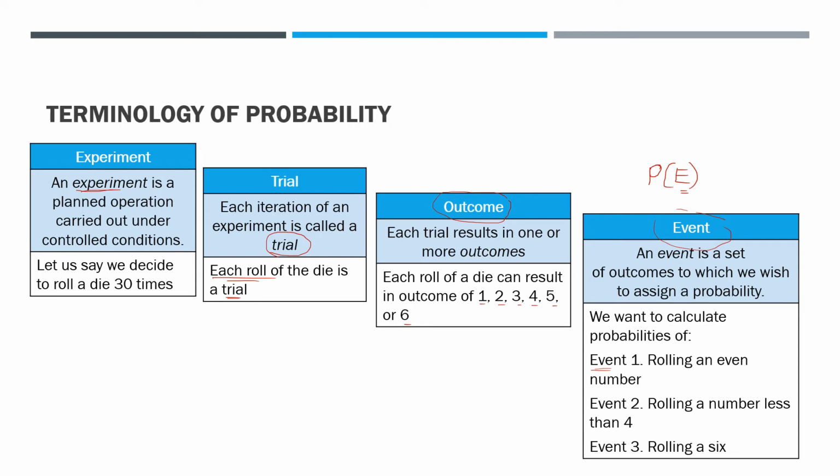So these are the 4 terms related to empirical probability: an experiment, a trial, outcome, and event. You will notice that these terms are used in the probability examples, so it's important to know the basic meaning of them.